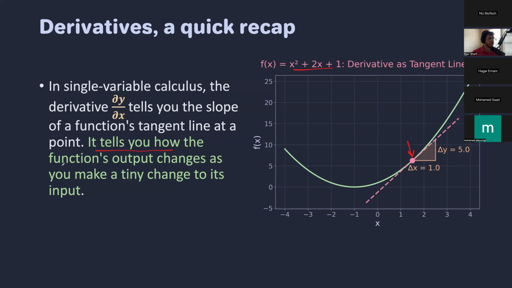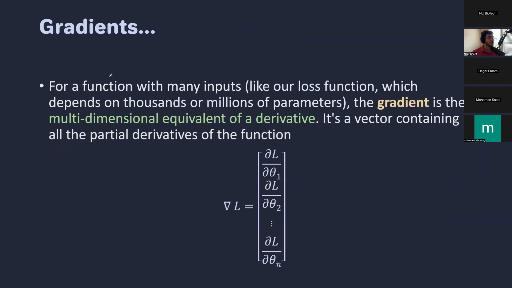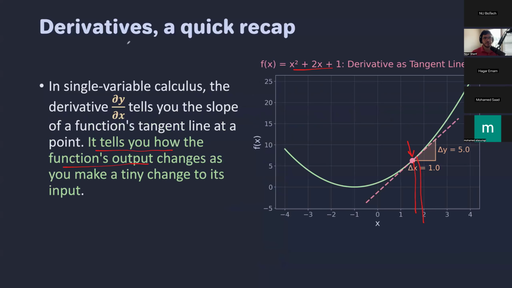So this is what it says here: how much the function output changes as you make a tiny change to the input. Like if x moves from 1.5, for example, to 1.6, how much does this change the output? This is what the derivative is meant to tell you, which in our case is what we're interested in. But before getting to demonstrating this, there's one thing we need to introduce, which is the gradient. In this slide, we talked about the derivative.